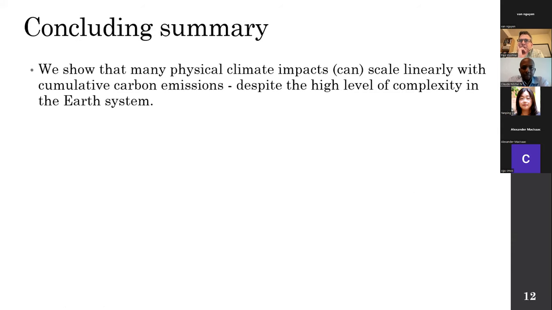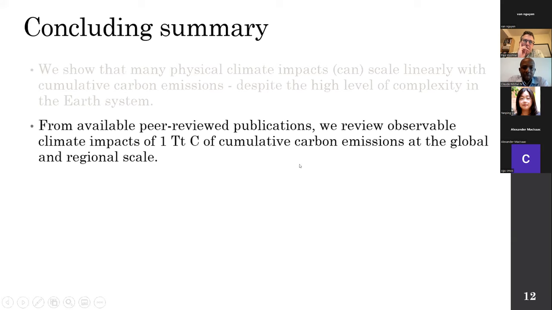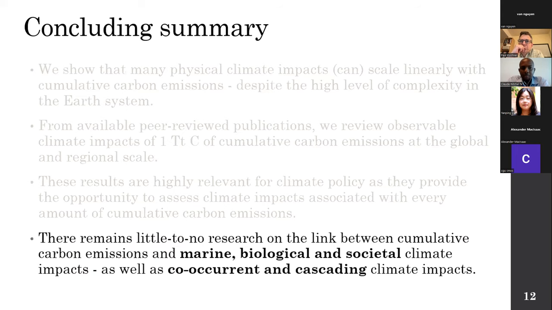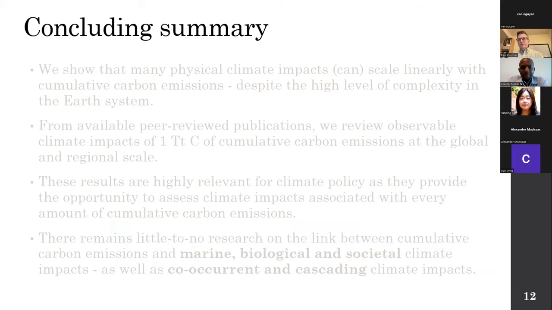So in summary, many physical impacts scale linearly with cumulative emission, despite the high level of complexity in the Earth system. From the peer-reviewed publication, we reviewed the observable impact of 1 trillion tons of cumulative carbon emission at the global and regional scale. The results are highly relevant for climate policy, as they provide the opportunity to assess climate impact associated with every amount of cumulative carbon emissions. But there remains little research on a few impacts or groups of impacts, such as marine, biological, societal impacts, as well as co-occurring and cascading climate impacts.